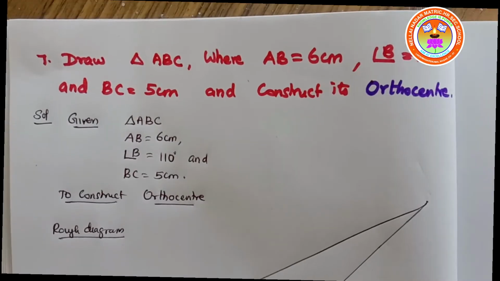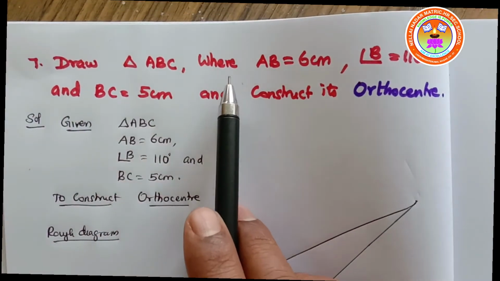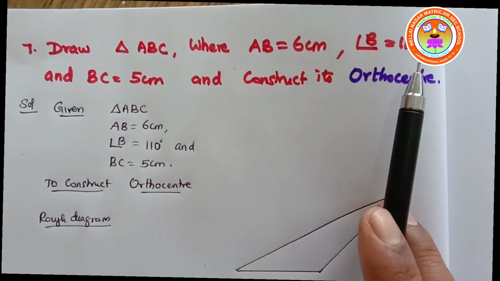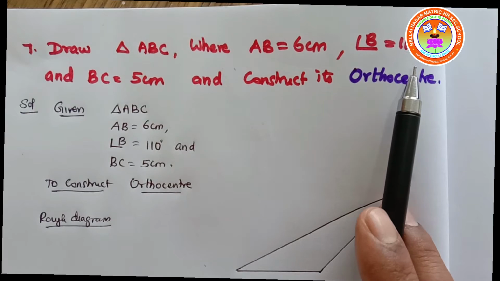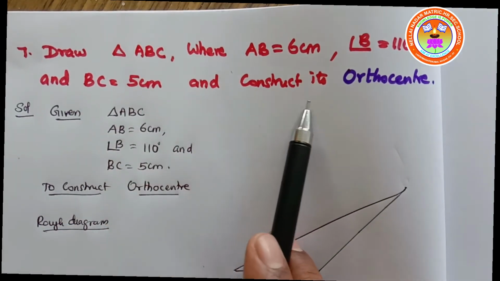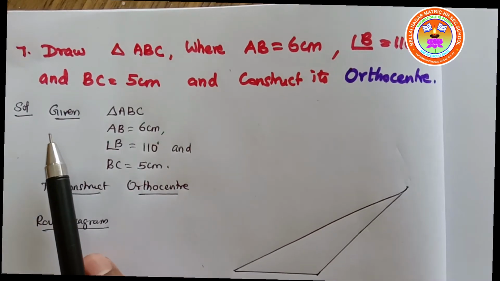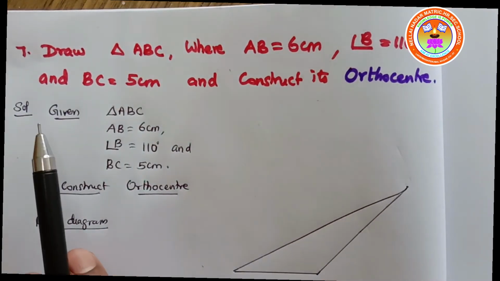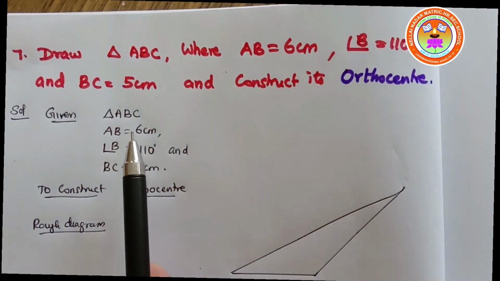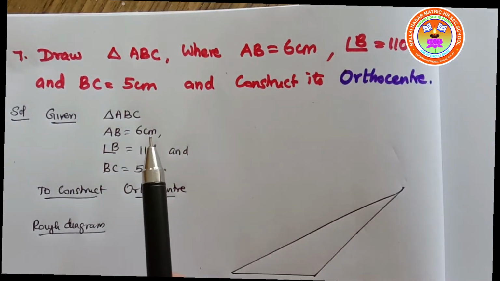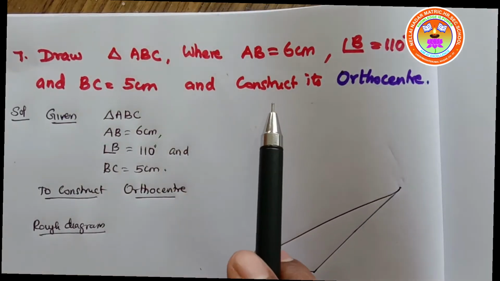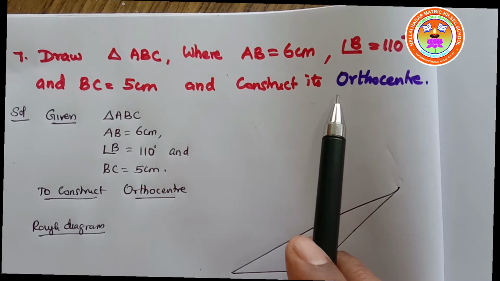Number 7. Draw a triangle ABC where AB equal to 6 centimeter, angle B is equal to 110 degree and BC equal to 5 centimeter. Construct its orthocenter. Children, read the question carefully. What is given? Triangle ABC, AB equal to 6 centimeter, angle B equal to 110 degree and BC equal to 5 centimeter. You have to construct the orthocenter.